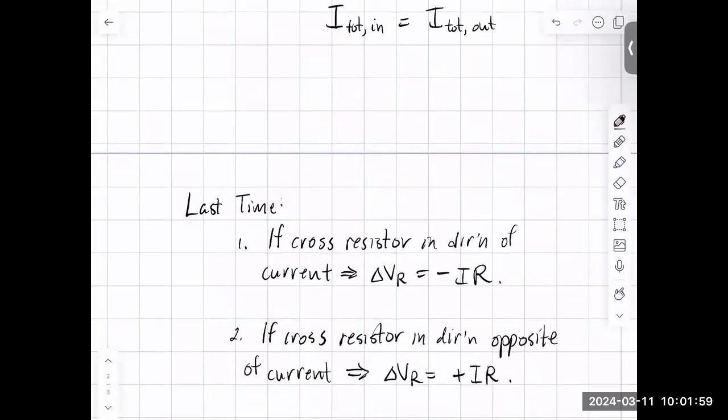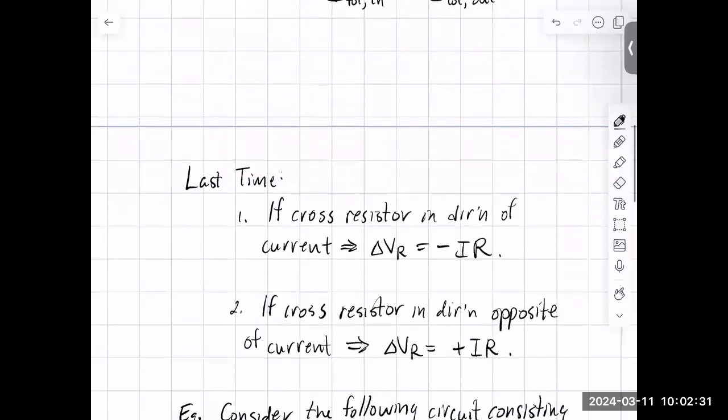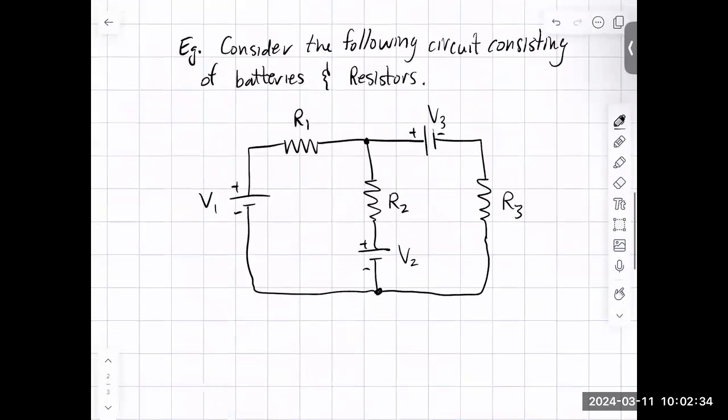One thing that we'll have to keep in mind is that we're going to have to analyze voltage changes across resistors, and whether the voltage change is positive or negative will depend on the direction that we cross that resistor. So the magnitude will always be IR. It will be minus IR if we cross a resistor in the direction of the current, and it will be plus IR if we cross the resistor in a direction opposite of the current.